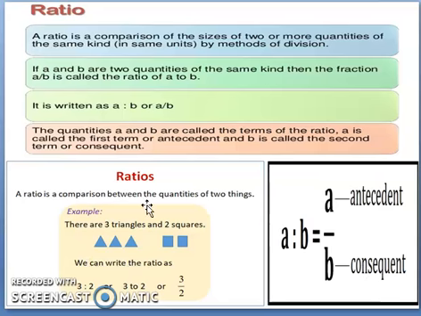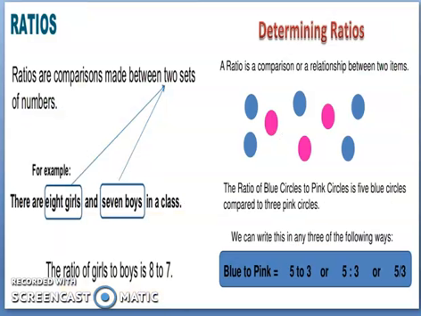So a ratio is a comparison between the quantities of two things. Suppose we take an example. There are three triangles and two squares. So we can write the ratio as 3:2 or 3 upon 2. Now a few more examples. Ratios are comparisons between two sets of numbers. For example, there are 8 girls and 7 boys in a class. The ratio of girls to boys is 8:7.